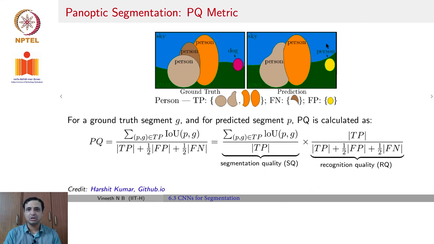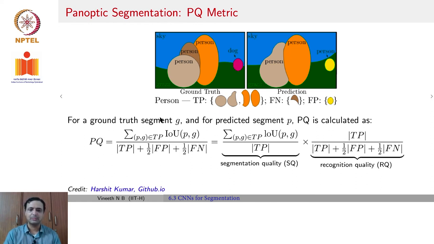So how do you now measure error of this kind of a system? The way this approach recommends is you first write out all your true positives, which would be your two people, which are true positives between your ground truth and prediction. There is a false negative, which is the person you missed, and there's a false positive, which is the person you added instead of a dog.